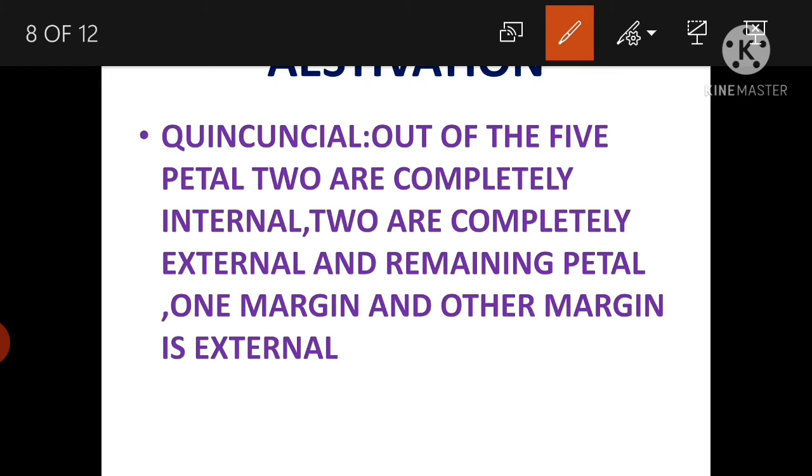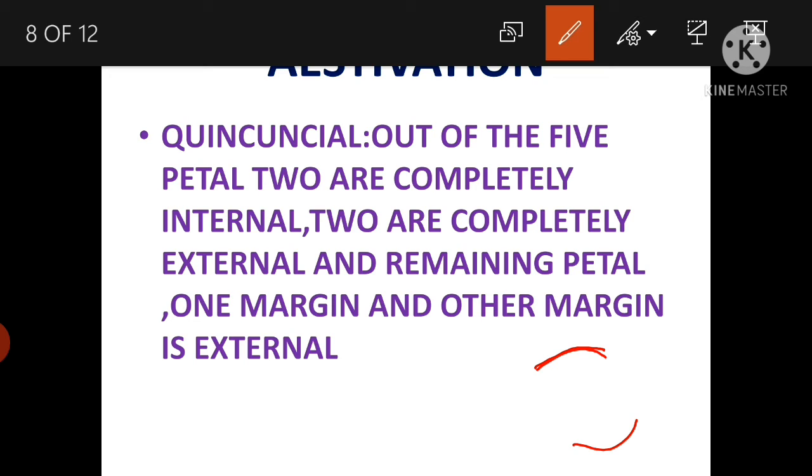The next type of aestivation we are going to see is called the quincuncial. In quincuncial, let's take 5 petals or sepals. In this type of aestivation, 2 petals are external and 2 are internal. Let us take these as the external petals, which will be outside.